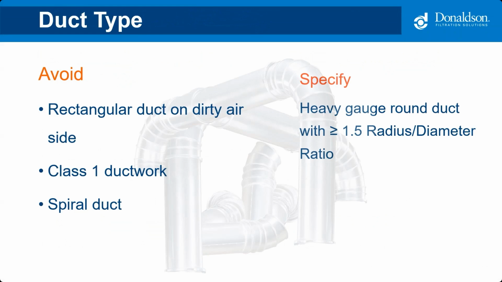In the grain industry, we don't see any rectangular duct or class 1 duct, spiral duct. We're always specifying heavy gauge round duct. Elbows need to be 1.5 radius of the diameter. So if it's a 6-inch elbow, it's going to have a 9-inch radius. Most dust collection applications are going to be a SMACNA class 2 or 3. The higher the rating, the heavier gauge the ductwork is.